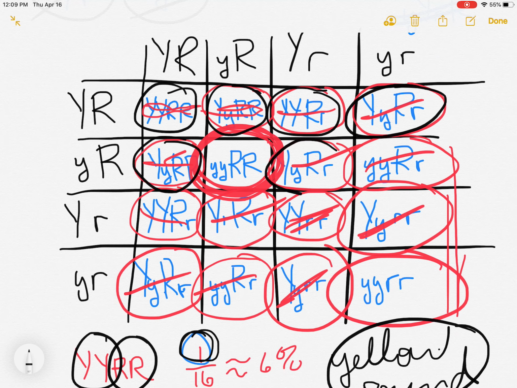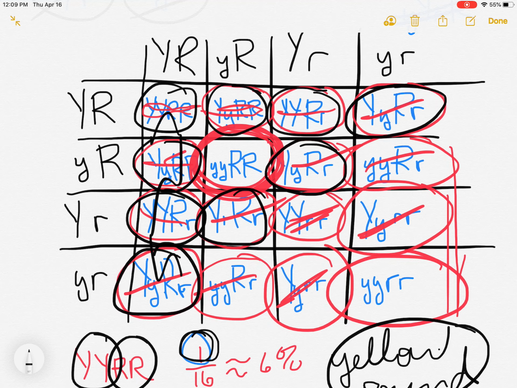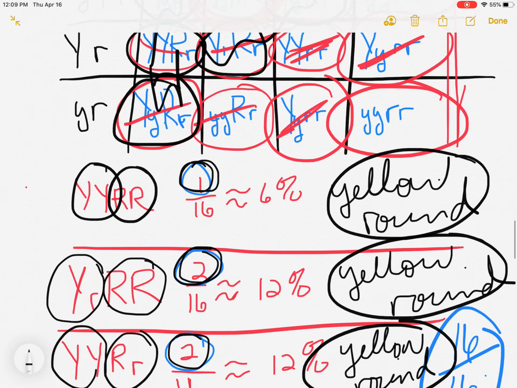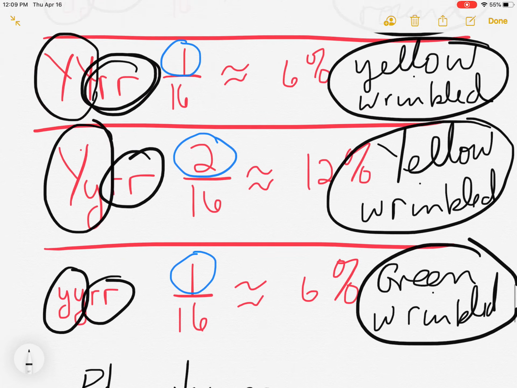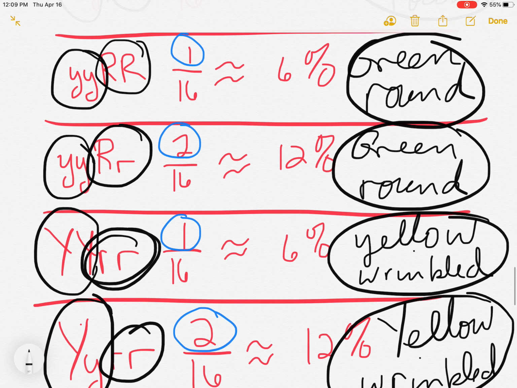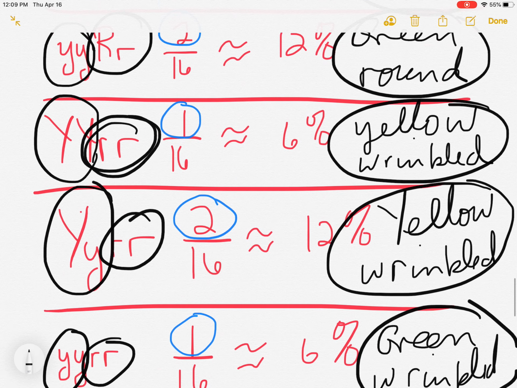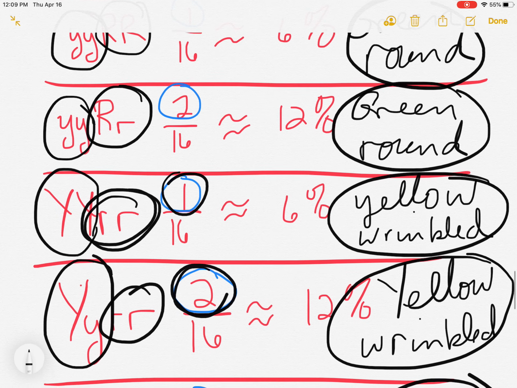Watch. 1, 2, 3, 4, 5, 6, 7, 8, 9. So those guys were all yellow and round because they all had at least one capital Y and one capital R. And there are 9 of them. So that's what we have to do. 9 out of 16. Now let's go back to our wrinkled and yellow and recount that.